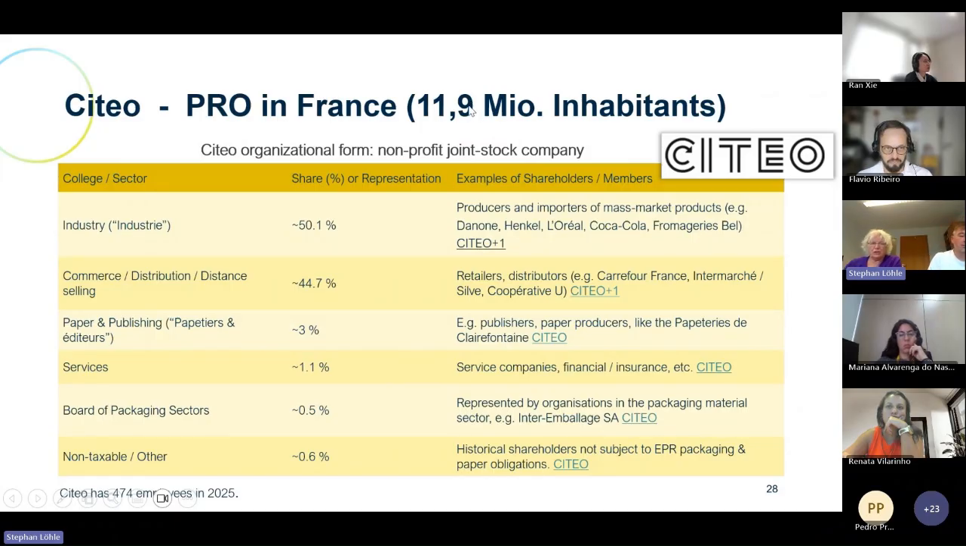I will change it. But nevertheless, in Citeo, the members: 9% are the industry, like Danone, Coca-Cola, multinational industry. 44% is commerce, distributors, retailers, and 3% the paper industry, then services, 1% board of packaging sector a little bit, and NGOs, very, very small. Yes, but you can find it here in the links.